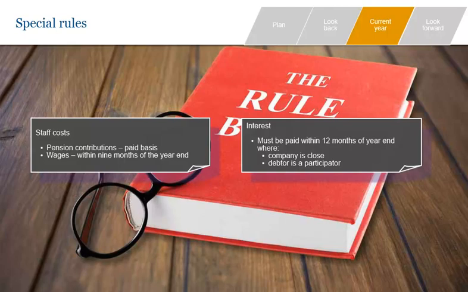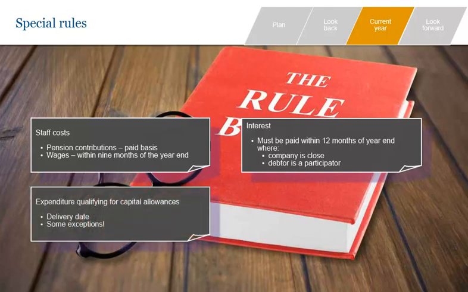Interest paid by a close company to a participator in that company is subject to special rules. Briefly, interest paid for the current period is deductible for that period if it is paid within 12 months of the year end. Interest paid after that date is deductible on a paid basis.